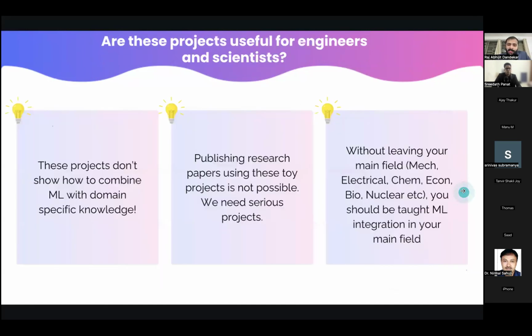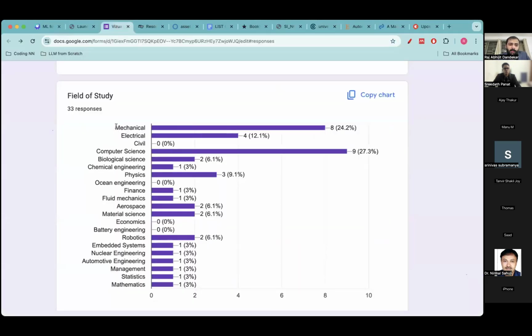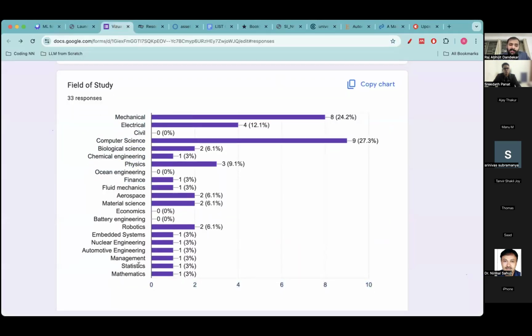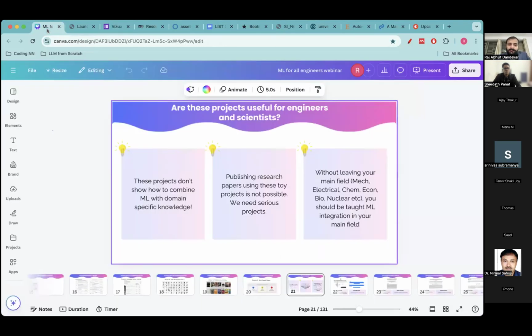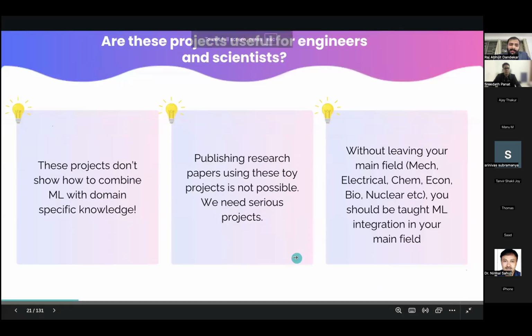As a mechanical engineer, I want to do a project which combines my domain knowledge, which is mechanical engineering, with machine learning. And these projects completely lack that. These projects are toy projects on some problems which seem to be cool hobby problems, but they don't show how to combine machine learning with your domain. So, all of you in all of these domains, the real impactful projects are the ones which combine machine learning with your particular domain. And that is the introduction to the field of scientific machine learning.